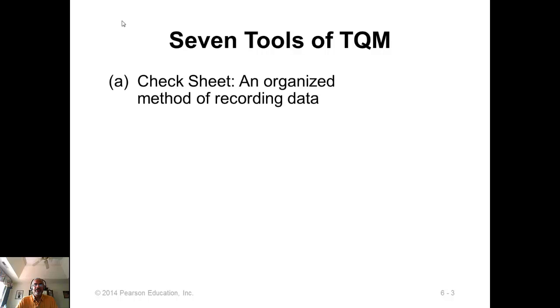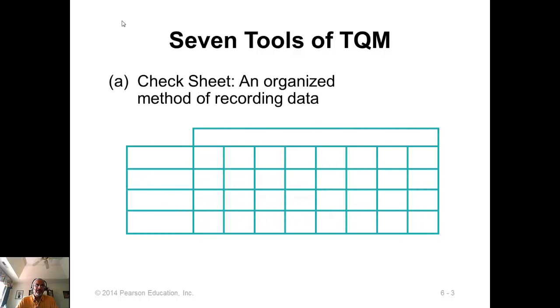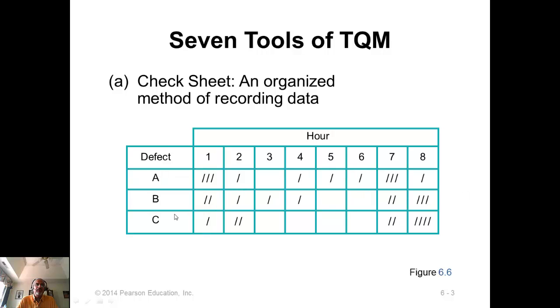Okay. The 7 tools of TQM. So check sheet is organized method of recording data. So you have 3 different defects, and each hour you put a check mark as to which defect occurs, and then you count them all later on. So it's pretty straightforward. So this is a way of gathering data and identifying problems.